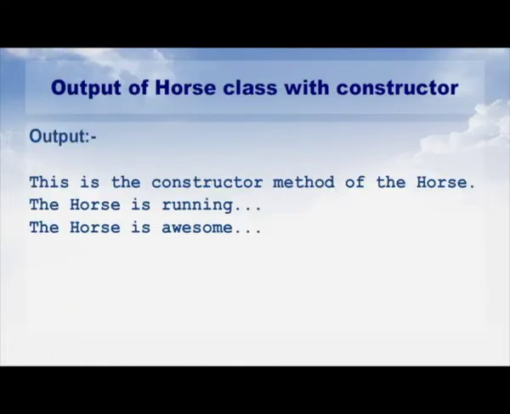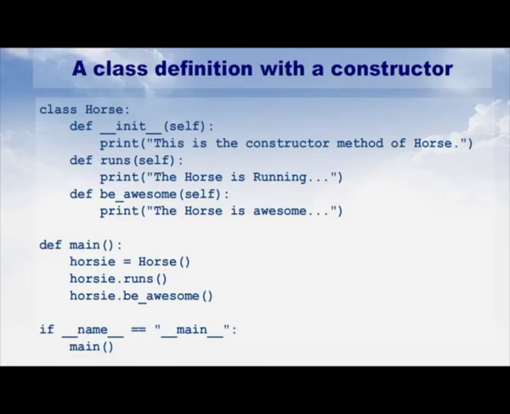You see that the first line of the output is "this is the constructor method of the horse". We have not made an explicit call to the init method, but that is the method that is actually executed first, followed by the other two methods, runs and be awesome, which we have called using the dot operator. So, this init method is the constructor method that is automatically called when the object is instantiated.